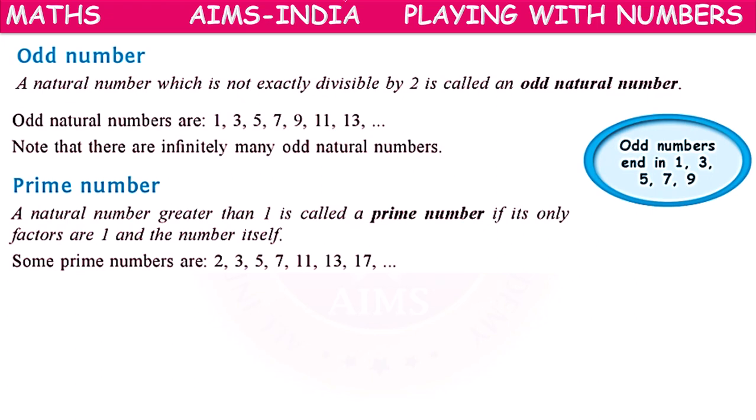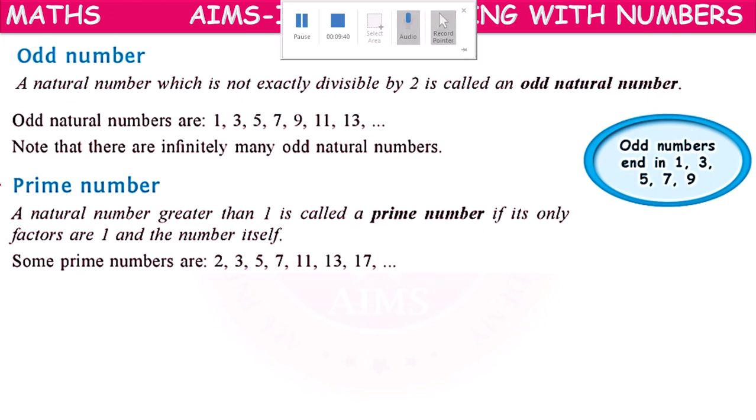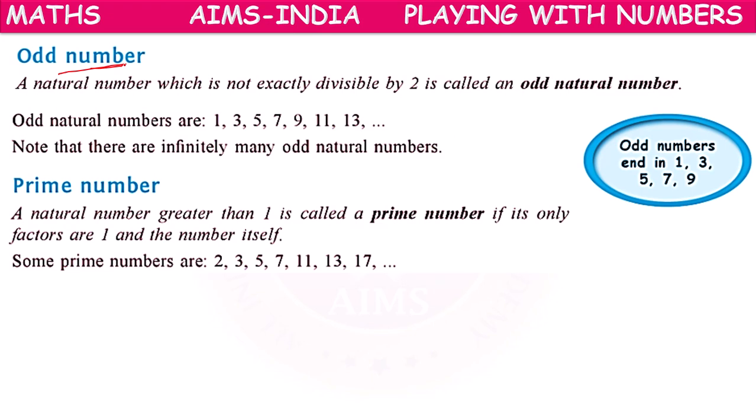Next. Odd number. Odd number means opposite to even number. So even number means which is exactly divisible by 2. Odd number means a natural number which is not exactly divisible by 2. Which is not divisible by 2 is called an odd natural number.